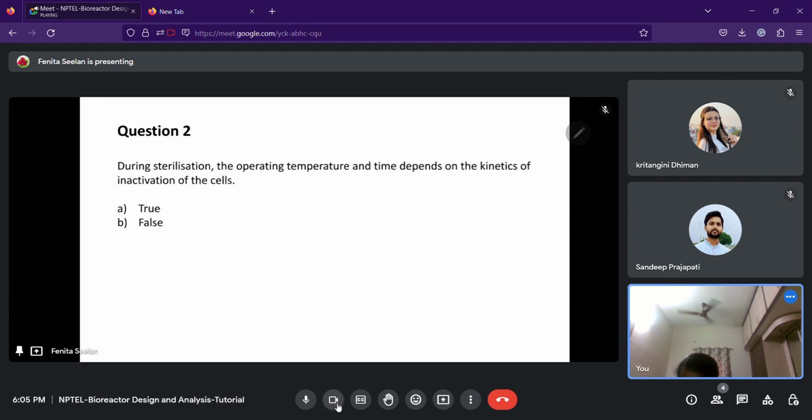So question two is: during sterilization, the operating temperature and time depends on the kinetics of inactivation of the cells. Is this statement true or false? It's actually true.